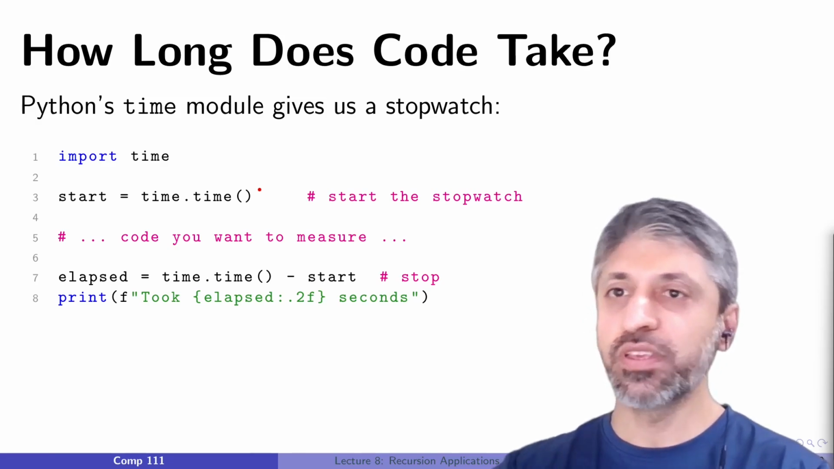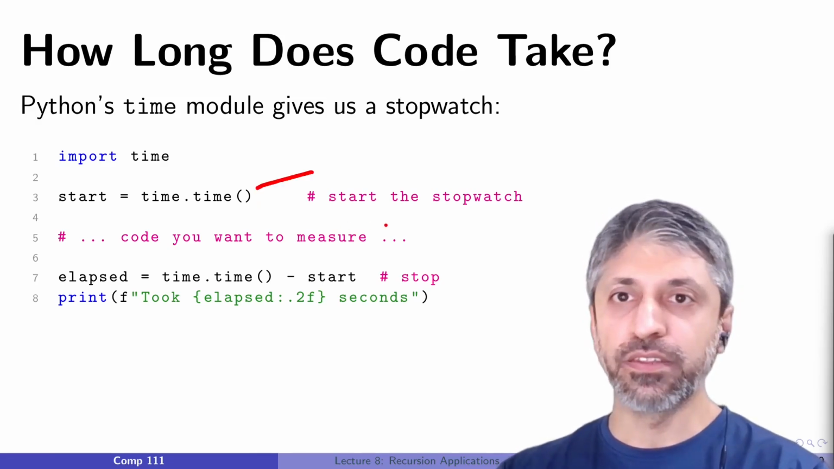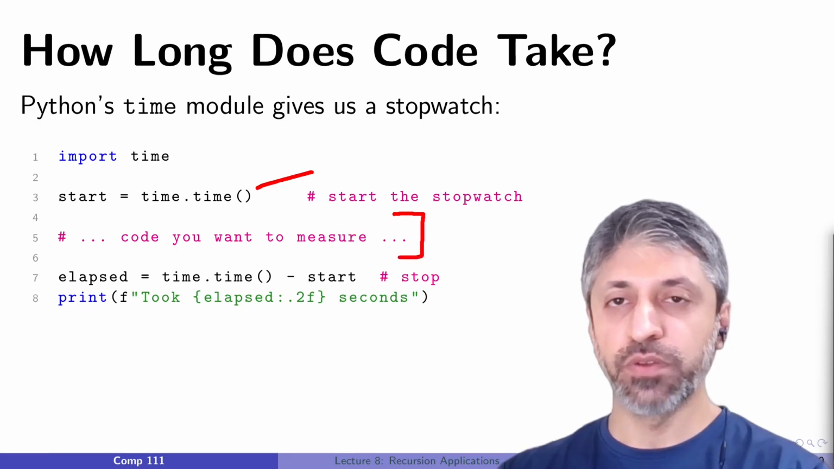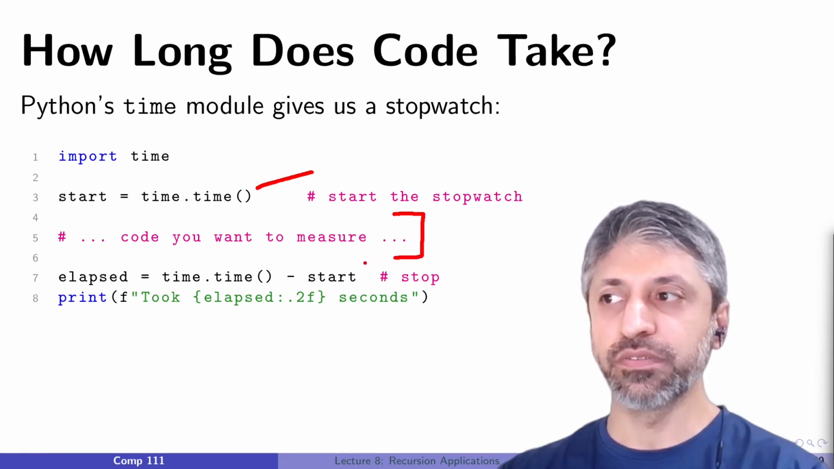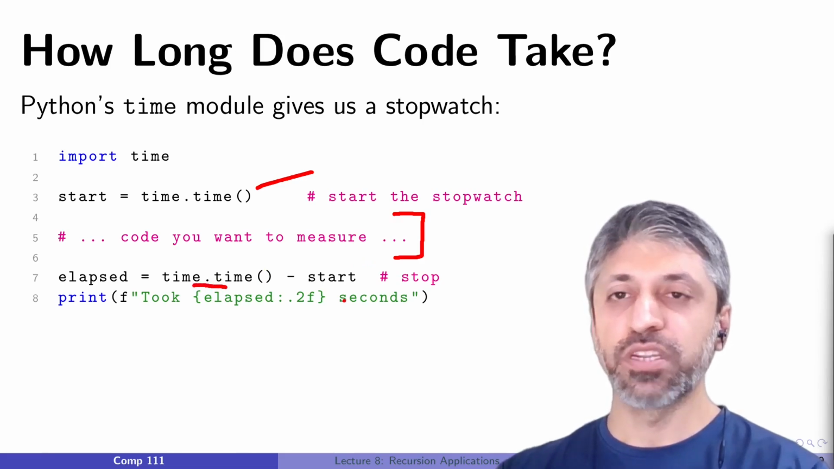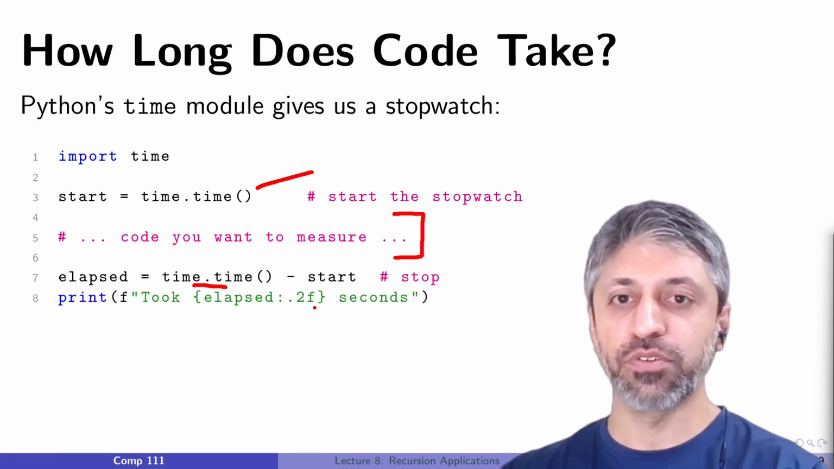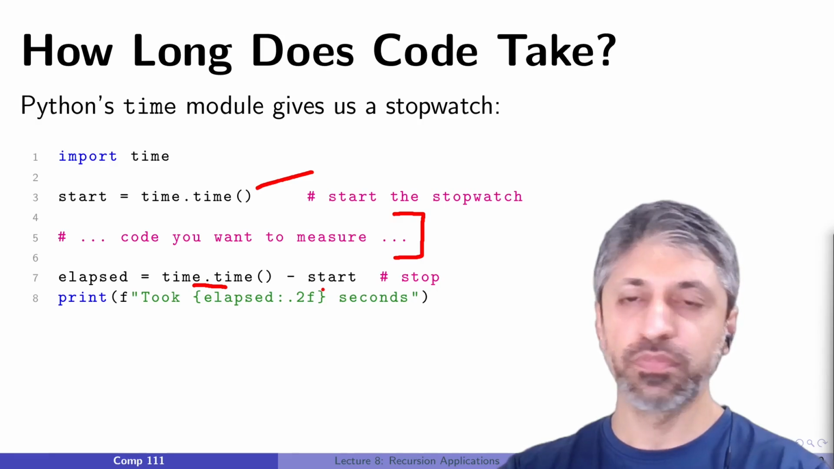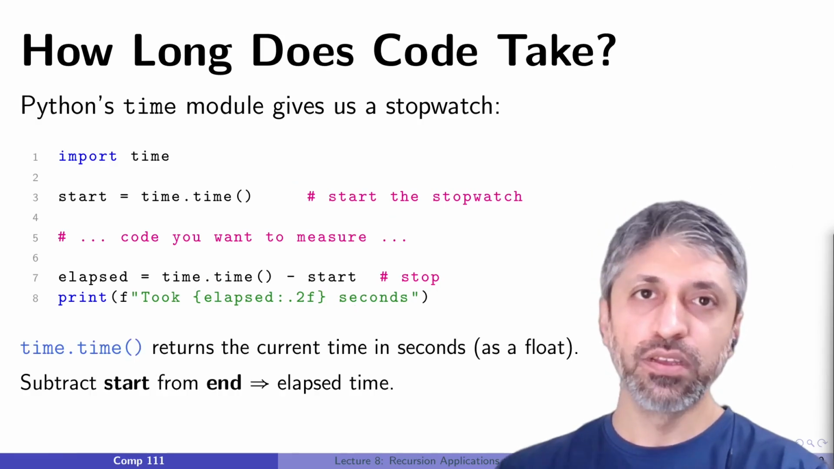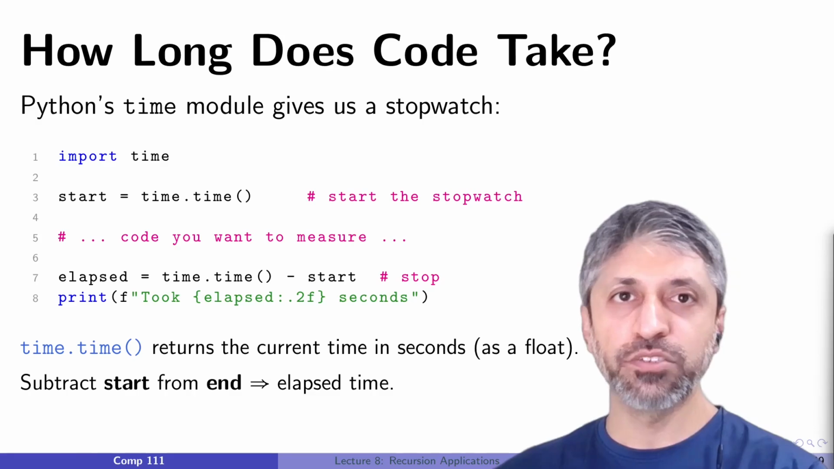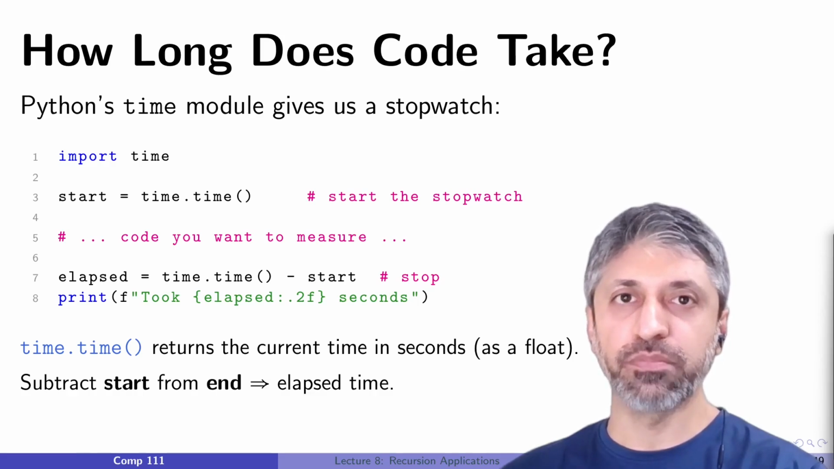In line number 3, you record the current time, and then you run whatever you want to measure, and afterwards you measure the time again. The difference, the final time minus the start time, gives you the total elapsed time for that algorithm, in seconds. That's really all there is to it. The time function returns the current time as a float, and the difference gives you the elapsed time.